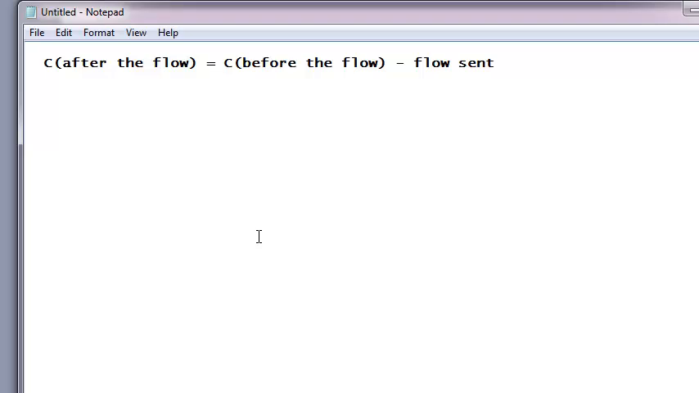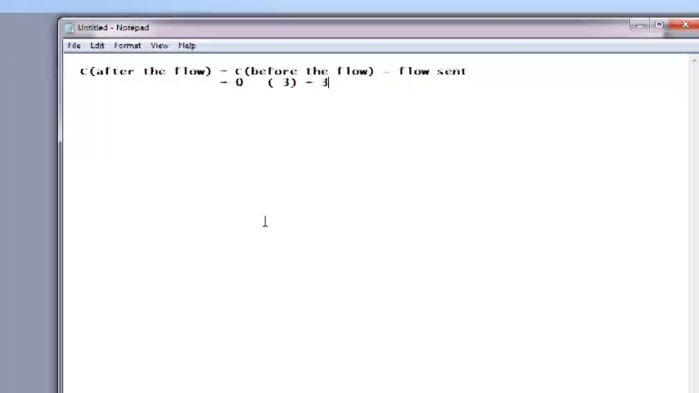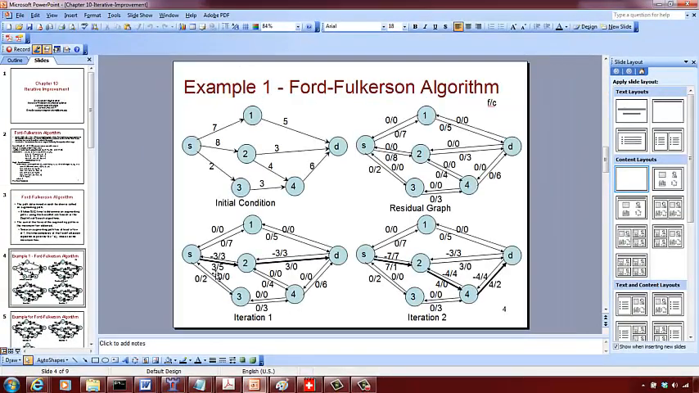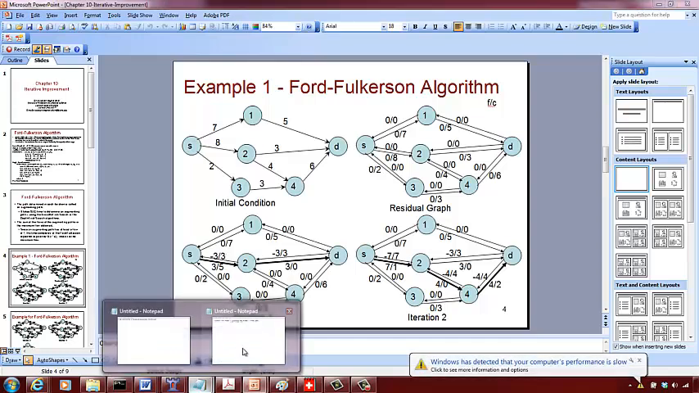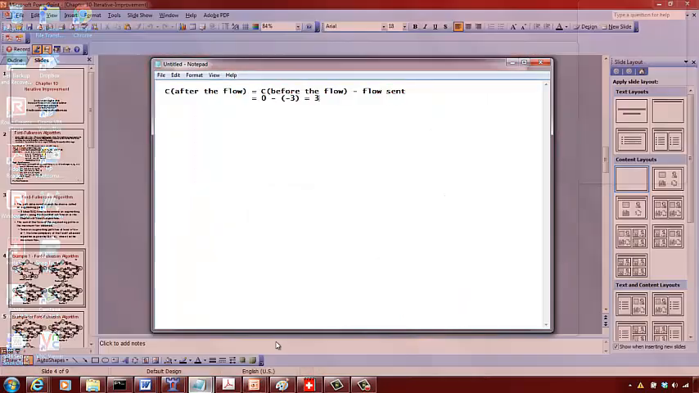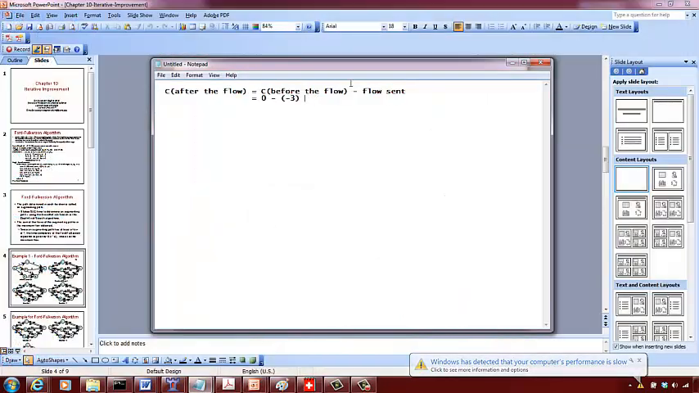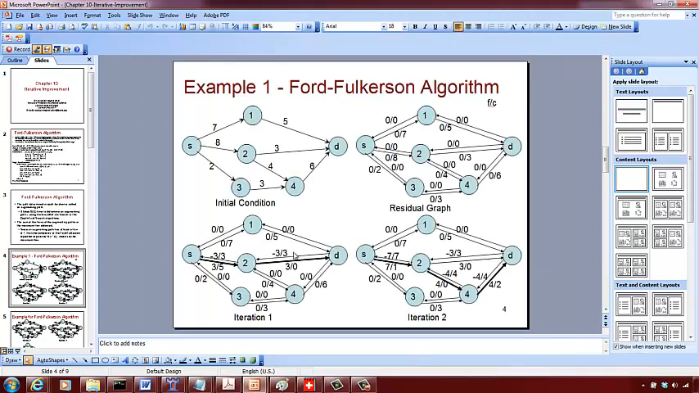So in the reverse direction, the capacity before the flow is 0 minus the flow sent is negative 3, so that's why it is plus 3 in this direction. You see, this is plus 3. Similarly, in this direction, it was again 0, right? So 0 minus again negative 3 is the flow, so that is still equals 3. Okay, so in each edge, backward edge, it's set like this.